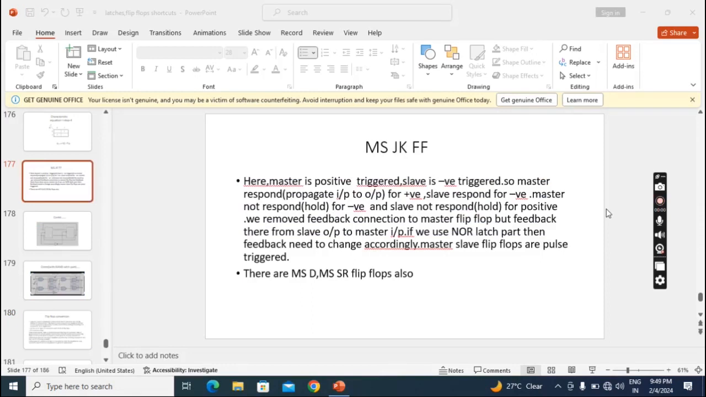In this lecture, we'll briefly discuss the master slave JK flip flop. There are master slave D and master slave SR also, but we are interested in master slave JK because this flip flop came to avoid the drawback in the normal JK flip flop, that is racing. That's why we are interested to know about master slave JK.